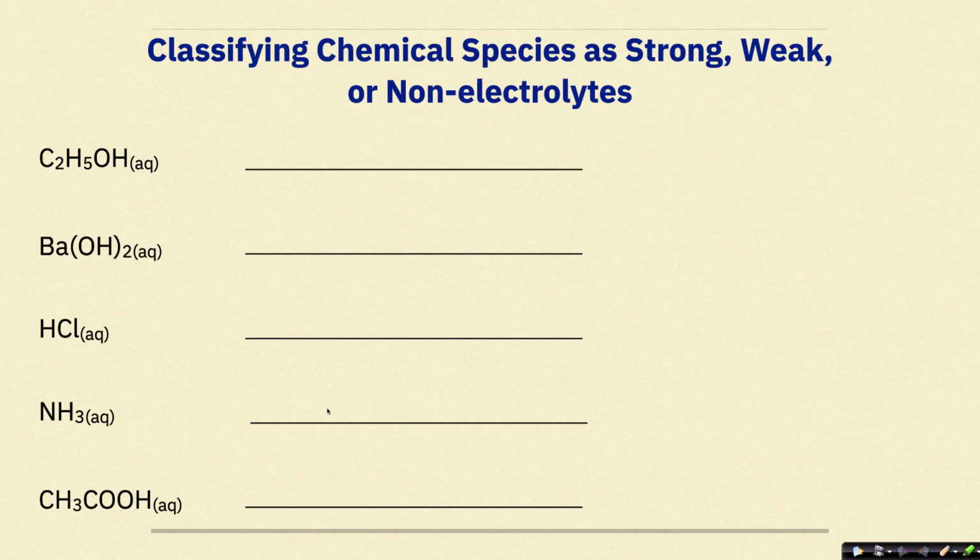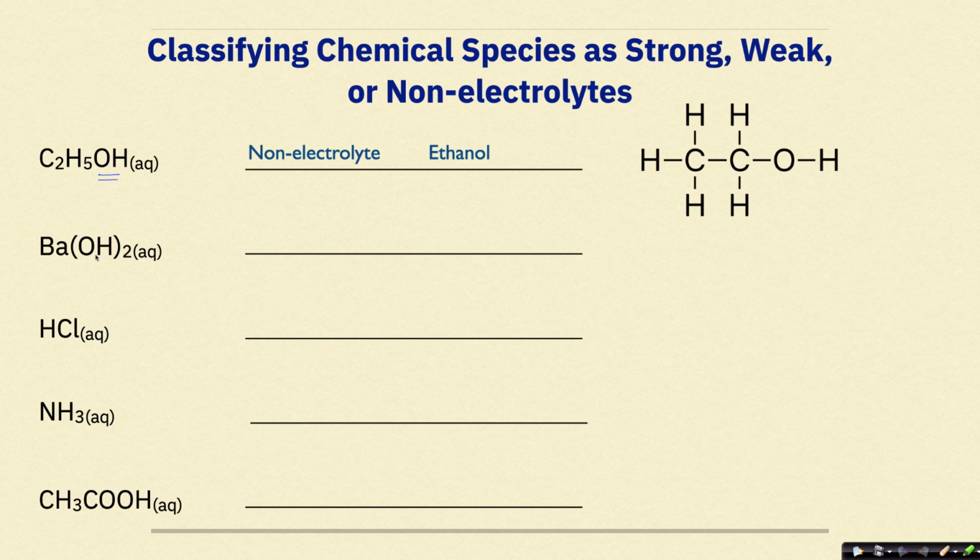Classifying chemical species as strong, weak, or non-electrolytes. So if we look at our first example, C2H5OH. If you recognize this, you will know that this is a non-electrolyte. Specifically, if you've taken organic chemistry, you know that this is ethanol because we see this alcohol group. This is not hydroxide. When we look at the structure here, we can see that this alcohol group, this OH, is attached to this carbon right here.